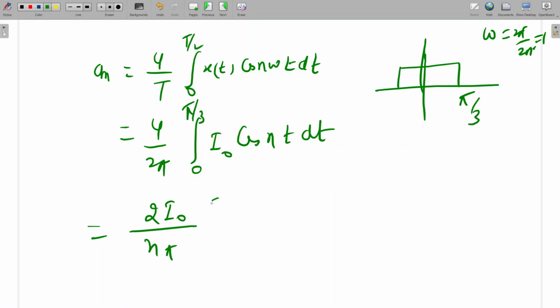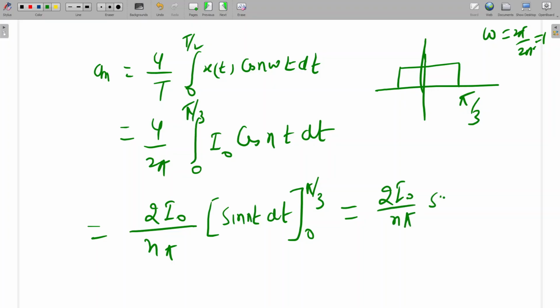And what will be this integral? The integral of cos is sine, so sin nt. Is it clear up to now? Otherwise, I will explain again. Sin nt, okay, with limits 0 to pi by 3. Yes. So it will be 2 I naught upon n pi sin n pi by 3. So this will be the value of an. Bn will be 0 since it is following even symmetry.